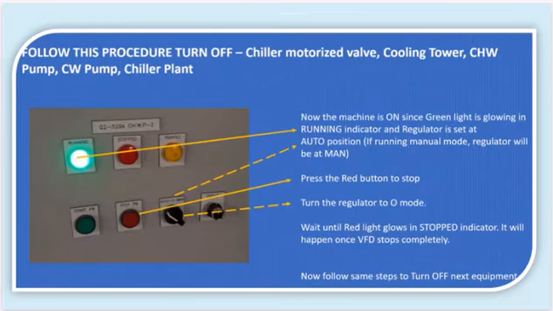The provided image outlines the steps to turn off a chiller system. First, verify the green light is on in the running indicator and that the regulator is set to auto mode. If running in manual mode, the regulator will be at man. Then, press the red button to stop the system. Next, turn the regulator to O mode. Finally, wait until the red light glows in the stopped indicator, which indicates the VFD has stopped completely. Once all these steps are completed, you can turn off the rest of the equipment using the same procedure.